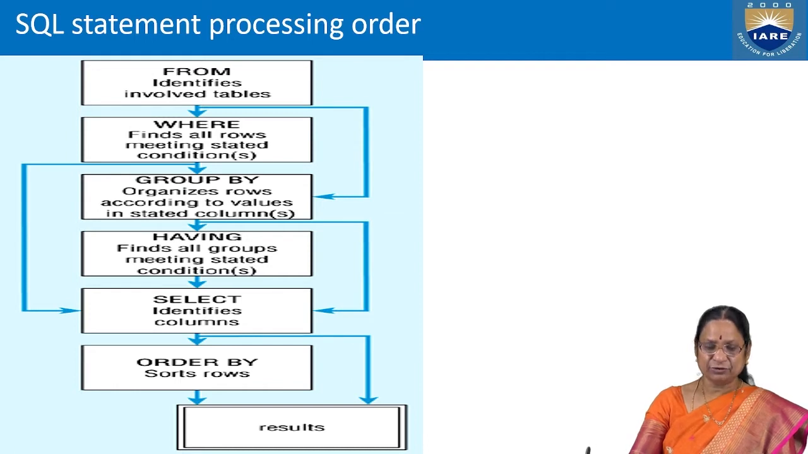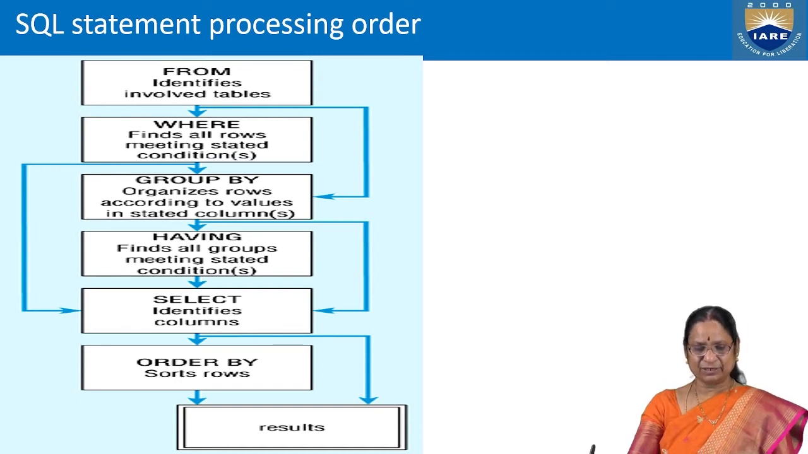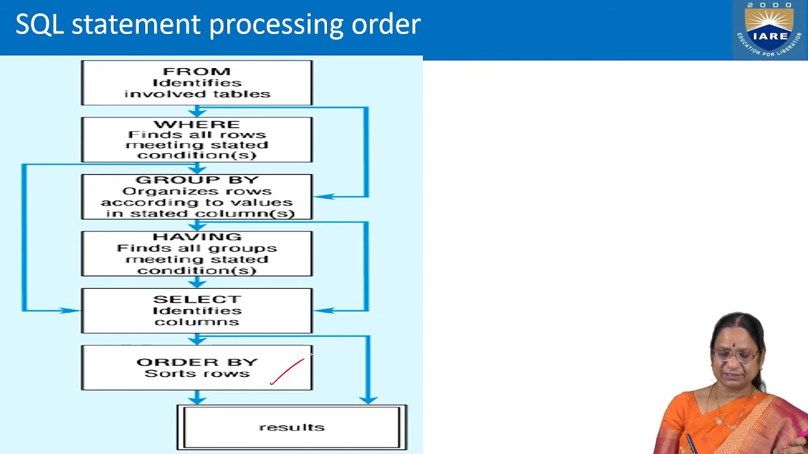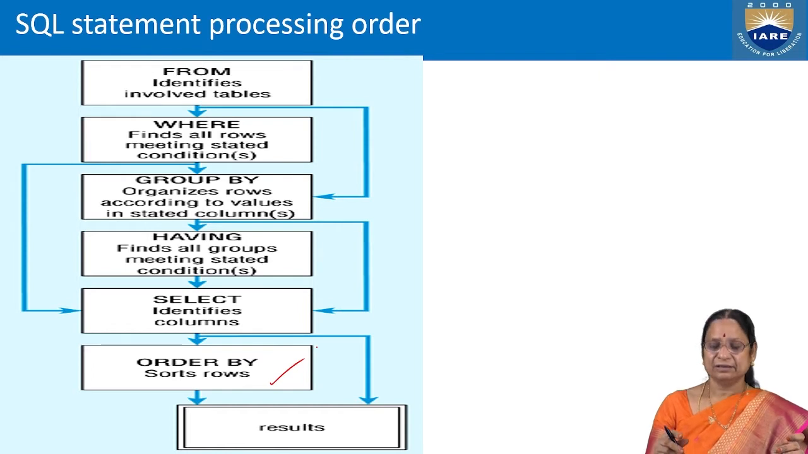Just now I explained: after identifying the involved table, the input will be taken. It will be sent to the WHERE, if WHERE exists. The results are sent to the GROUP BY. The results of GROUP BY are sent to HAVING, and HAVING results are sent to the SELECT, and those are going to be arranged in the ORDER BY clause. SELECT identifies the columns, and those columns are arranged by the ORDER BY clause.